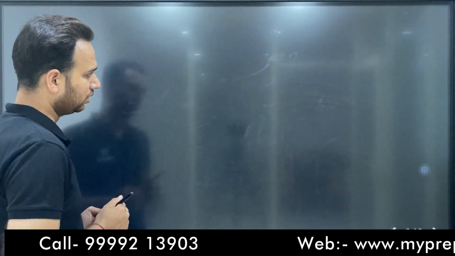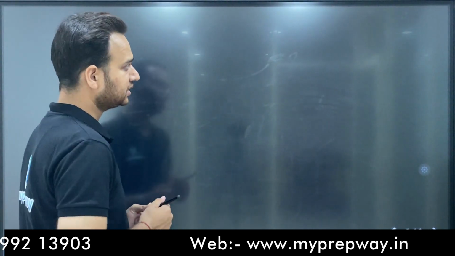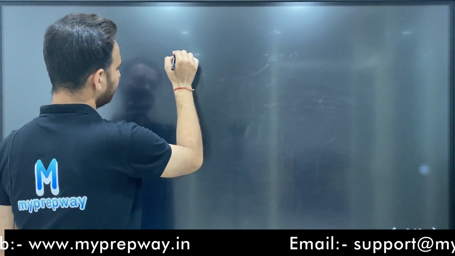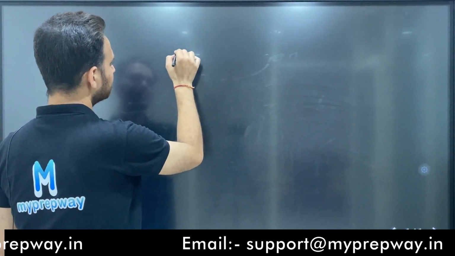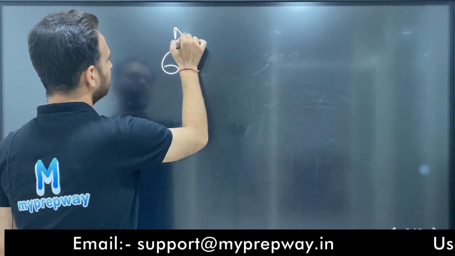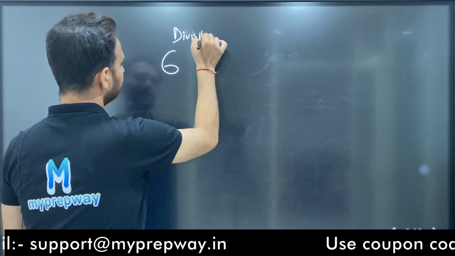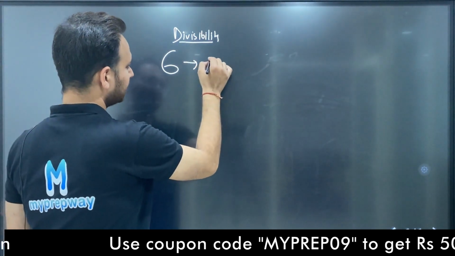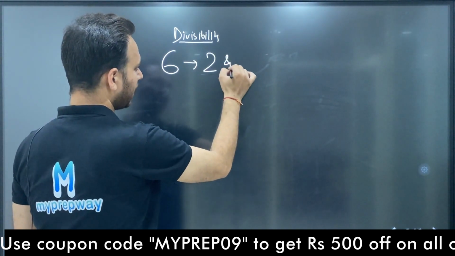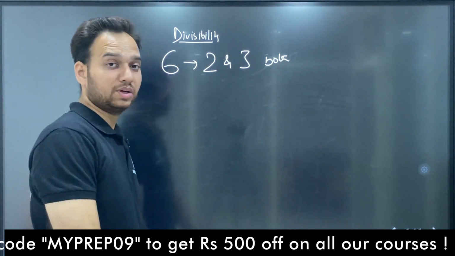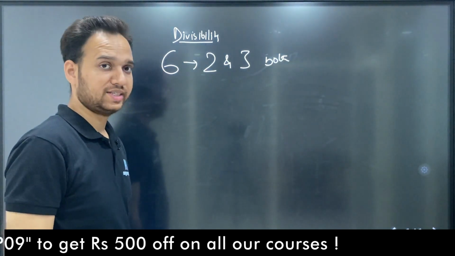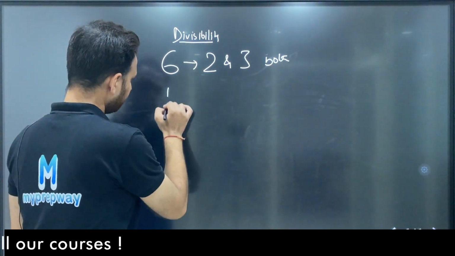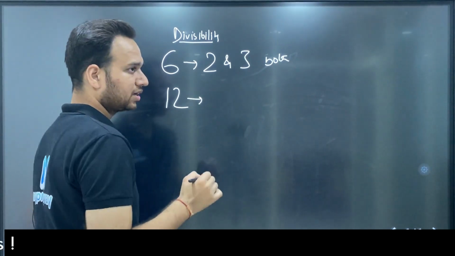And what I want to make you realize in this video is that whenever we calculate or determine the divisibility of 6, we say that the number which is divisible by 2 and 3 both is divisible by 6. That's fine, that's great. But for 12, what do we say?